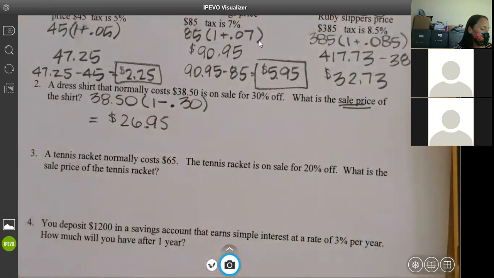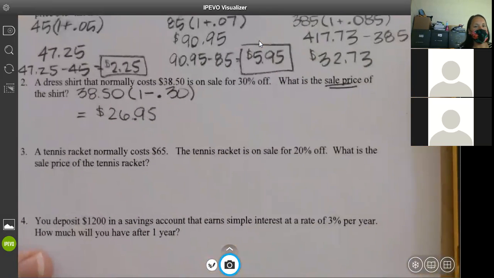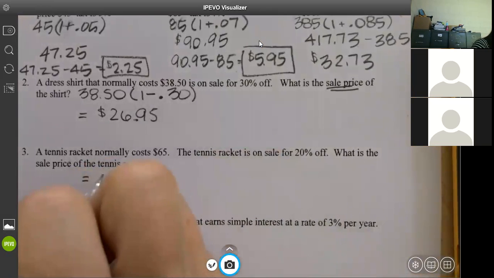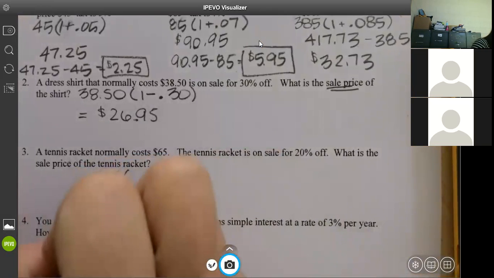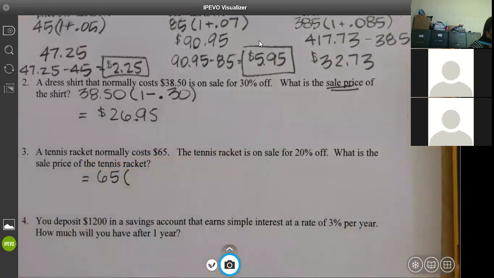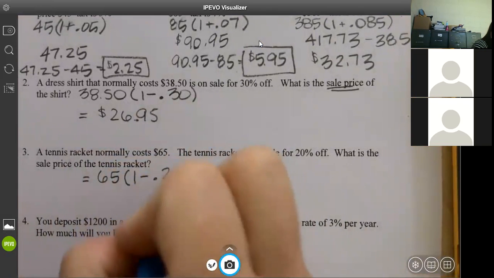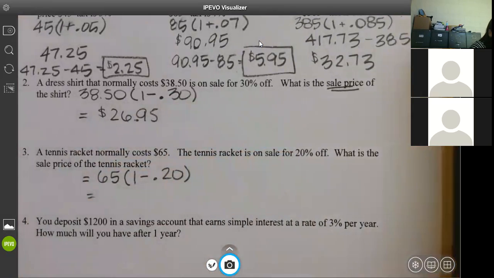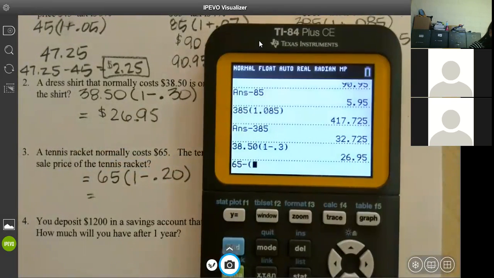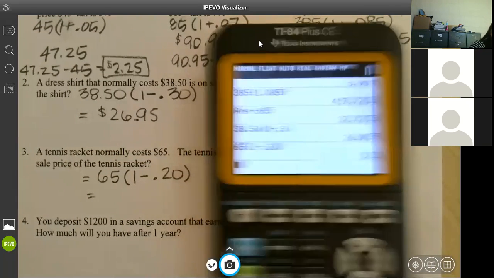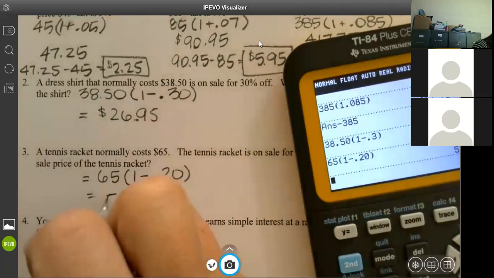A tennis racket normally costs $65. The tennis racket is on sale for 20% off. What is the sales price of the tennis racket? How am I setting this up? 65 times 1 minus 0.20. Literally just put it in your calculator. 65 times 1 minus 0.20 gives me what? 52. That's all you need.